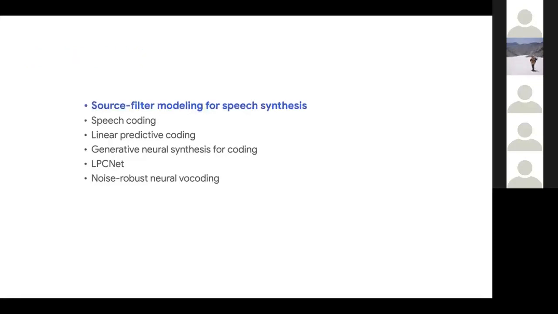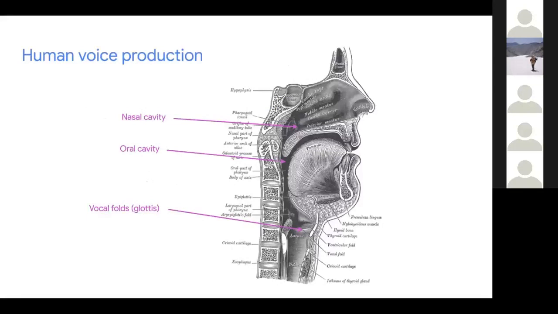So the first thing is to go back and talk a little bit about source filter modeling for synthesis. We all go back to how voice is produced in our bodies. Most of the pictures I'm using here are taken from the public domain. I found this one on Wikipedia, which is an anatomical model of voice and speech production. There are a lot of small details here, but I highlighted the most important ones.